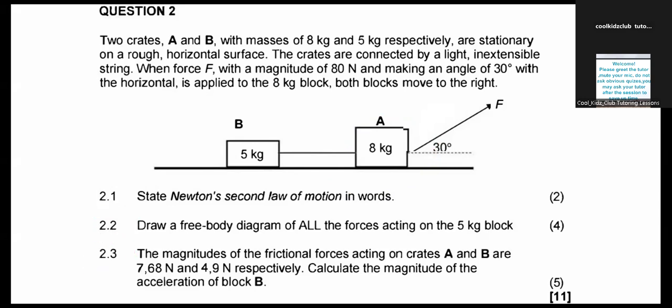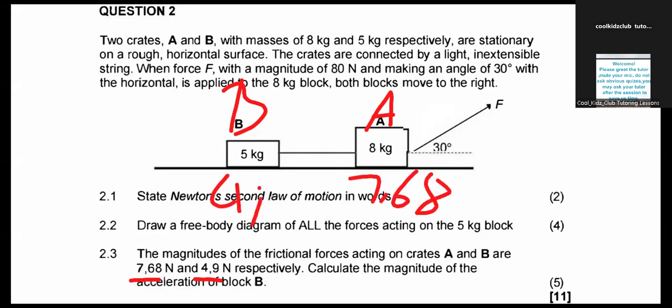They said the magnitude of the friction forces acting on plate A and B are 7.68 and 4.9 respectively. This is something that is very, very intriguing. If you check, they said A and B are 7.68 and 4.9 respectively. Think about this. When they said respectively, they are saying this is your A and this is your B, and you will have your 7.68 and your 4.9. So respectively means in Zulu, ngokulandelana.